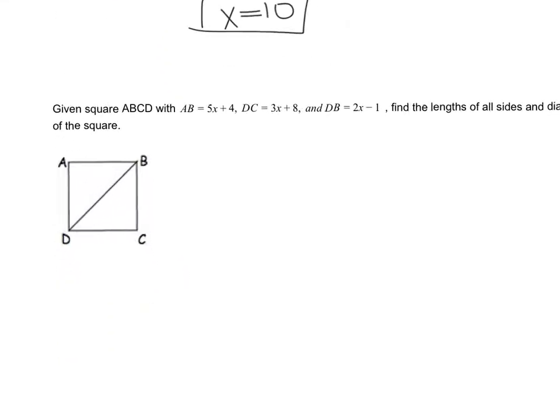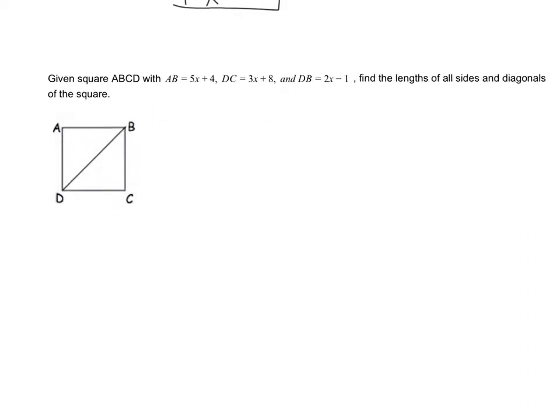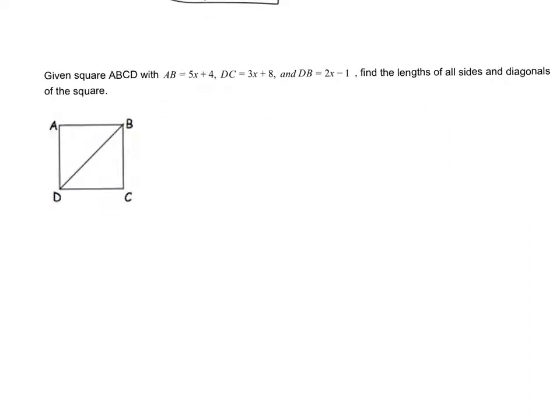Our last example, we have our square ABCD with AB equal to 5x plus 4, DC equal to 3x plus 8, and DB equal to 2x minus 1. We want to find the lengths of all sides and diagonals of our square. So let's first start by solving for x. AB and CD are two of our four sides, and all of our sides are congruent.